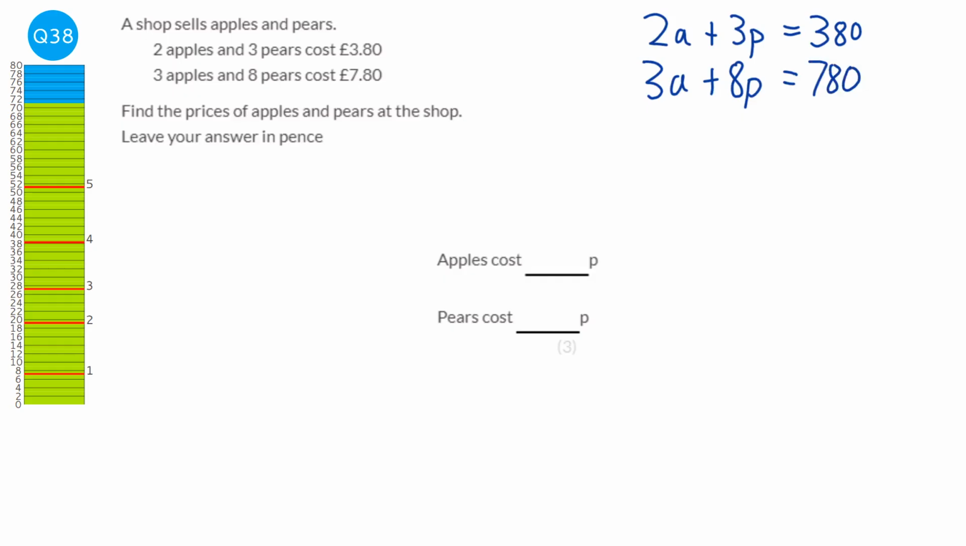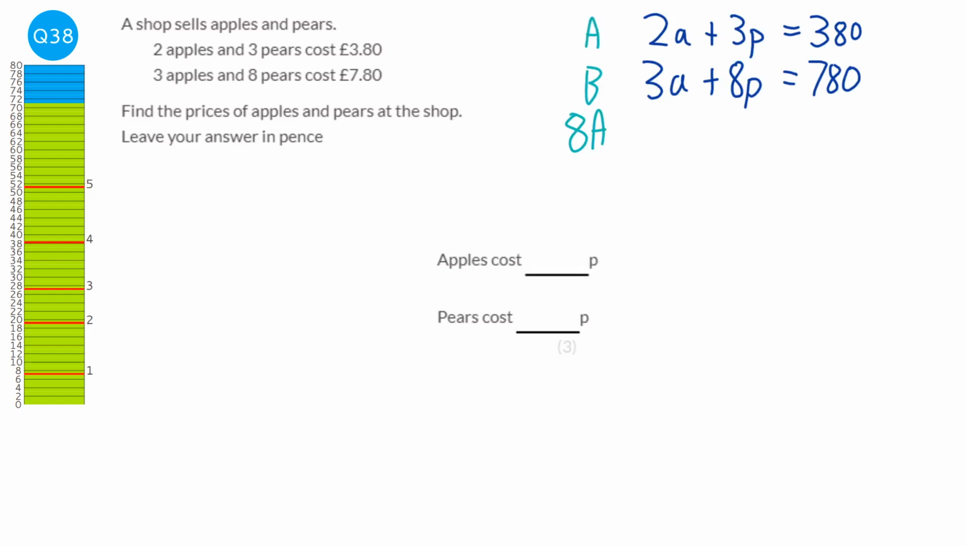Or 780 pence. Okay, so the first thing I do is try and get these numbers the same. So 3 and 8, they both go into 24, so I need to make them both 24. And what some people do is they just label this A and this B. And so what we're going to do here is we're going to multiply everything in equation A by 8, so that this becomes 24. So it's going to become 8A.